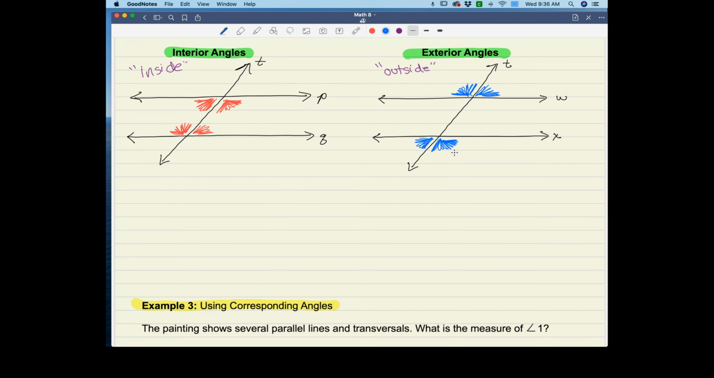So we have our interior and our exterior angles. You can also look at it this way. So if we have our two lines, we can go ahead and number all our angles. There's a few different ways that we can name angles, but one is by numbering. 1, 2, 3, 4, 5, 6, 7, 8. Well, the interior angles are angles 2, 3, 6, and 7.